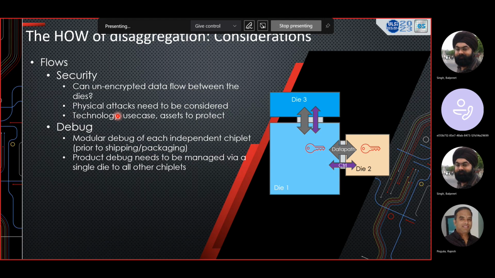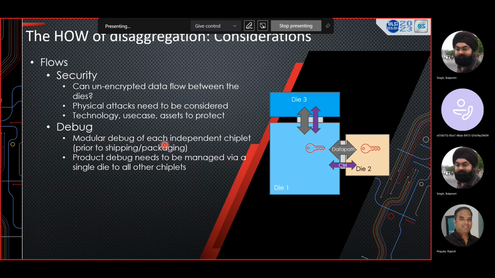But prior to that, when you're debugging in your own labs, in your own company, you want to have the ability to debug the independent dielets. So independent debug of these dielets is also a key factor that needs to be factored in. Both independent as well as a unified way of debugging the entire solution, because when it's packaged and gone to the customer, you don't have all of those ports coming out. So you need a unified mechanism of debugging all the different dielets through one main die, as well as the ability to modularly debug each of the independent dies prior to shipping and packaging.